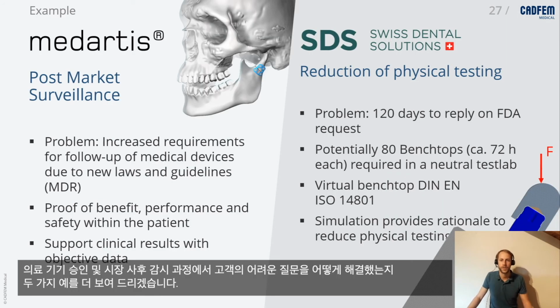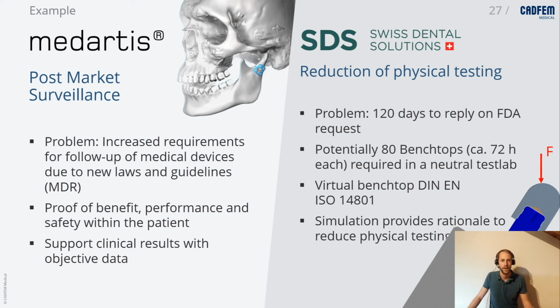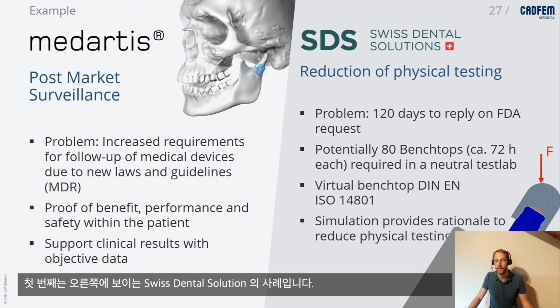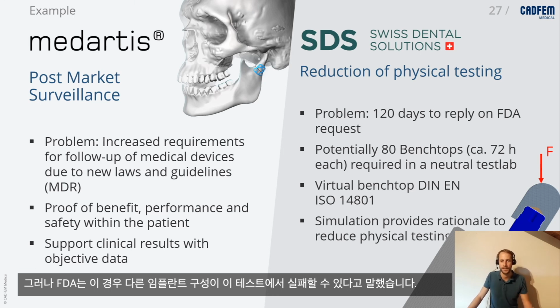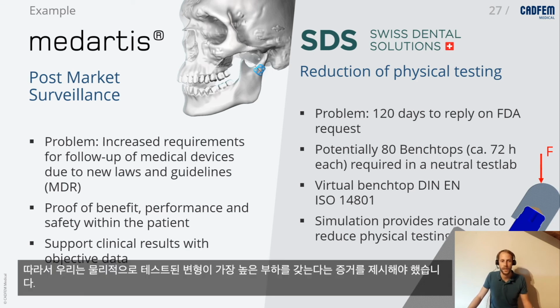I will show you 2 more examples how we solve difficult questions for our customers in the process of medical device approval and post-market surveillance. The first one was for Swiss Dental Solution, which you see here on the right. SDS was in the process of the 510K where they did physical tests of the worst cases of their dental implants and filed the results. They performed the physical test as usual and picked a worst case out of their product family. But the FDA stated that in this case, it is not secured that the other implant configurations could not fail in this test. So basically, what they said was that the tested implants are not the worst case. So we had to provide evidence that the physically tested variants are those with the highest loading.